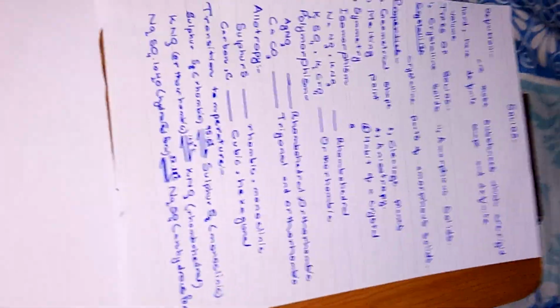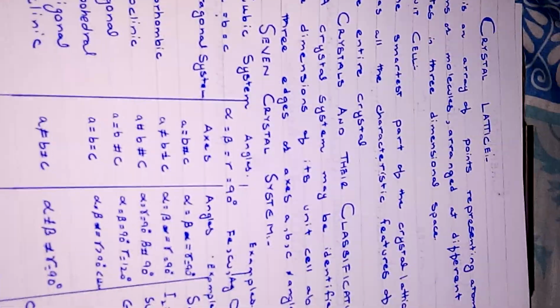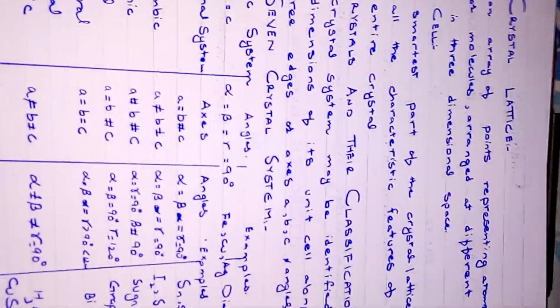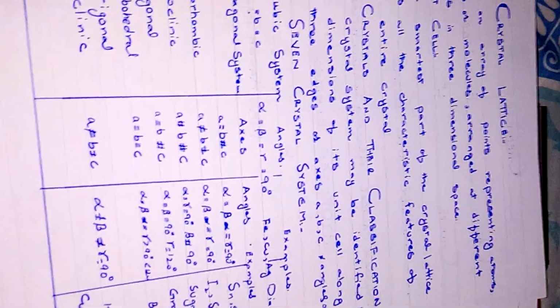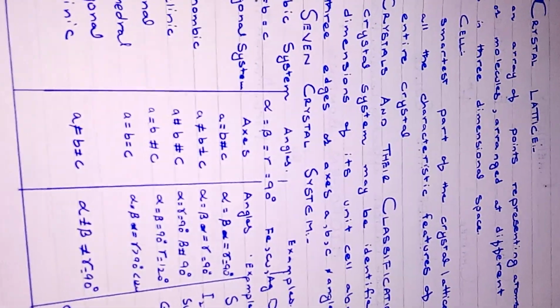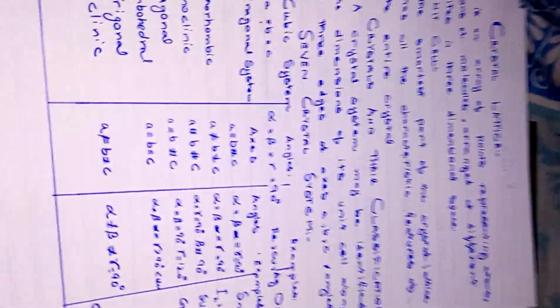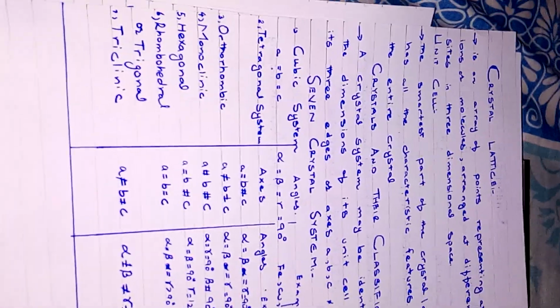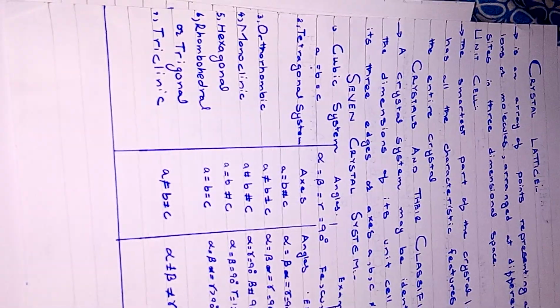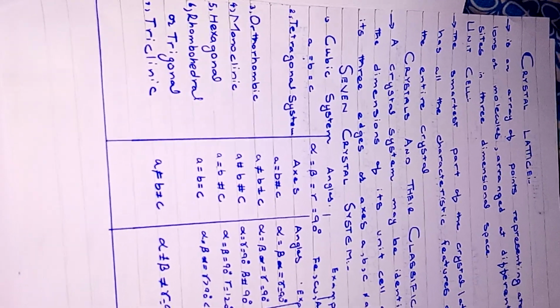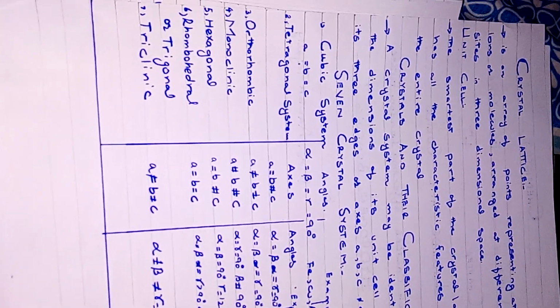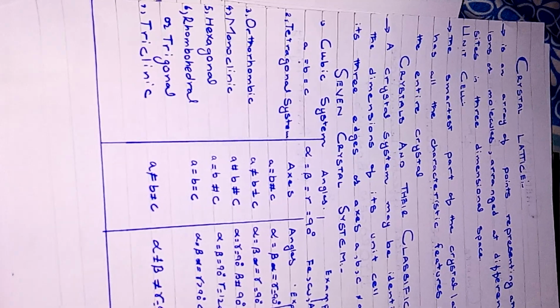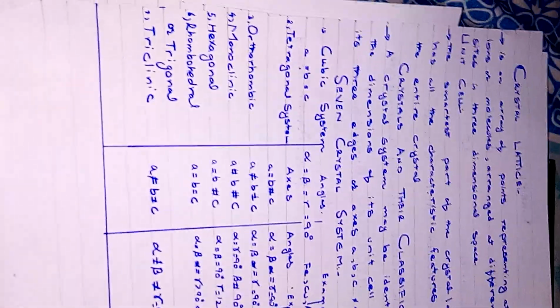Next we will study the crystal lattice and its systems. What is a crystal lattice? A crystal lattice is an array of points representing atoms, ions or molecules arranged at different sites in three-dimensional space. And the unit cell, the smallest part of a crystal lattice, has all the characteristic features of an entire crystal and is called a unit cell.